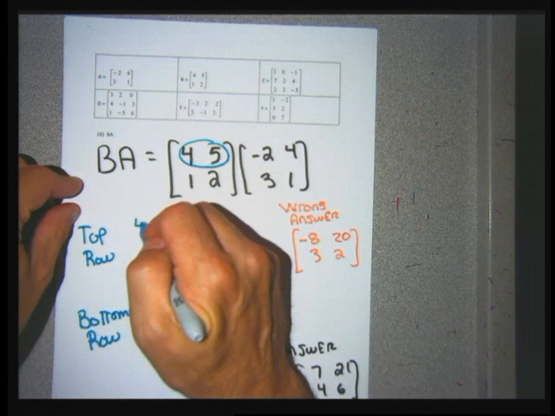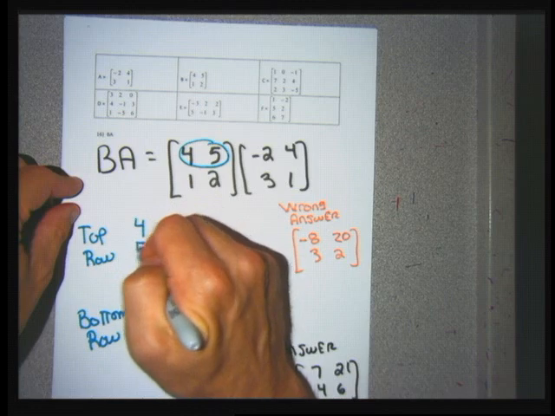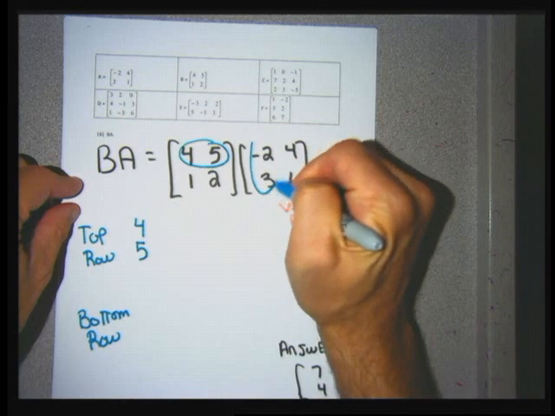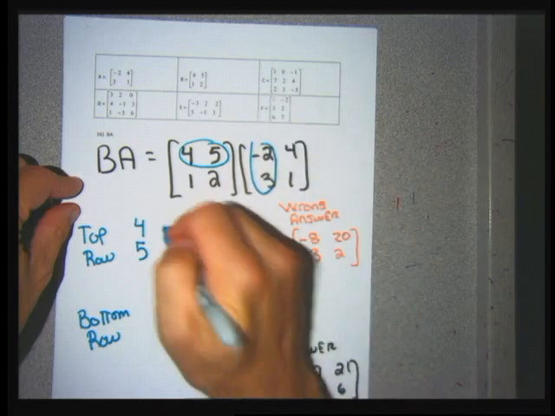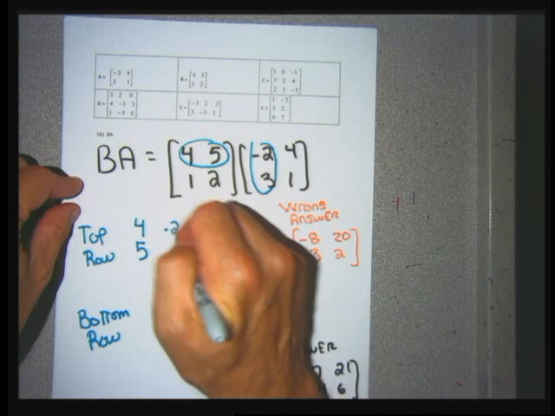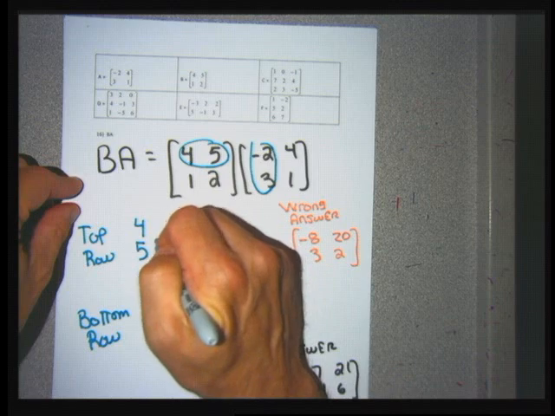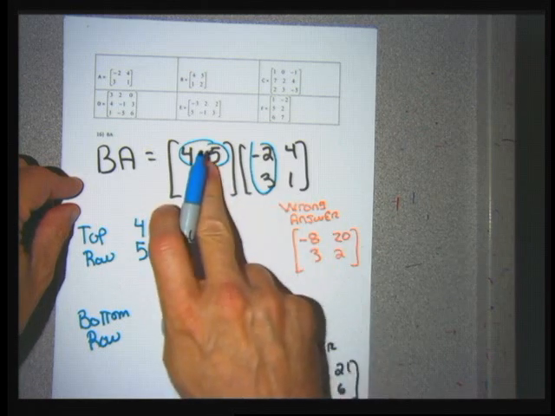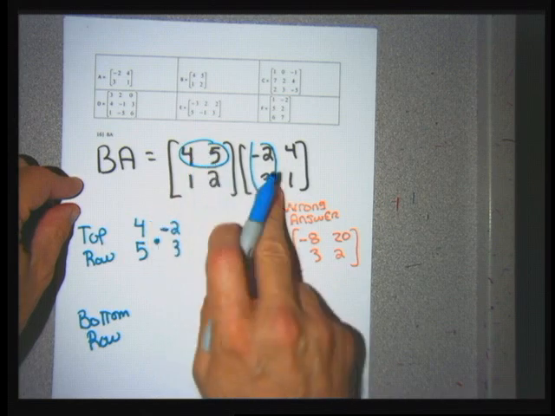So I take the 4, 5 top row of the B matrix, write it as a column, and next to that 4, 5, first I'm going to put the -2, 3, which is the first column of the A matrix. I'm going to put a times sign between. I'm going to take the top row times the first column.